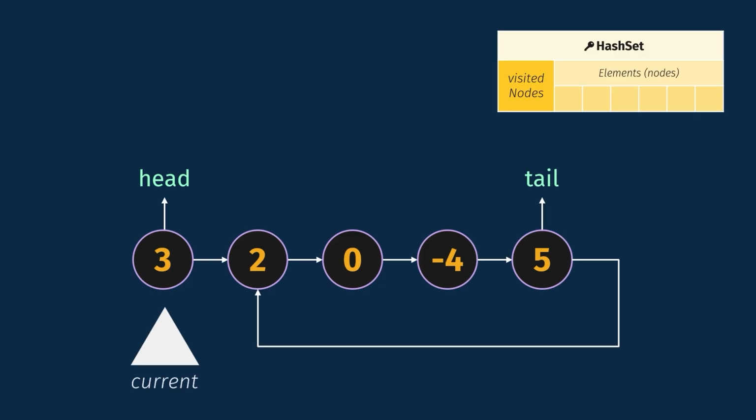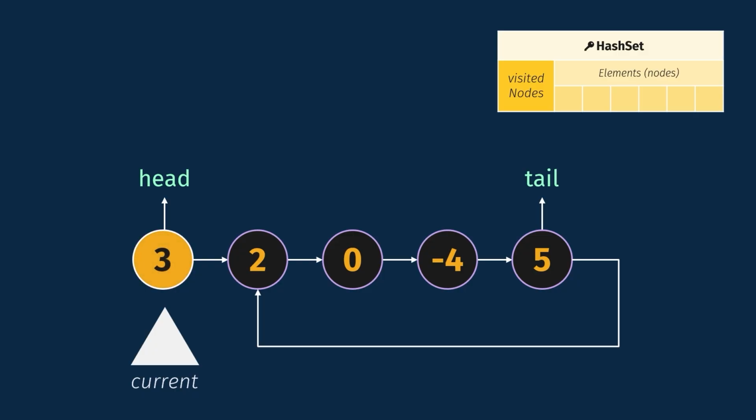Now, you might wonder, why do we store the entire node instead of just its value? That is because node values are not guaranteed to be unique. Two different nodes might have the same value but exist at different memory addresses. We are interested in detecting if we revisit the same node object, not just a repeated value, which is why we store the node reference itself in the set. We start with current pointing at the node with value 3.